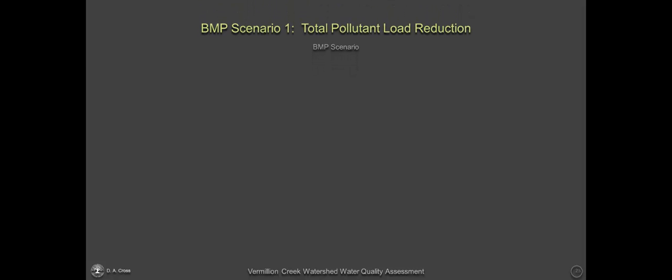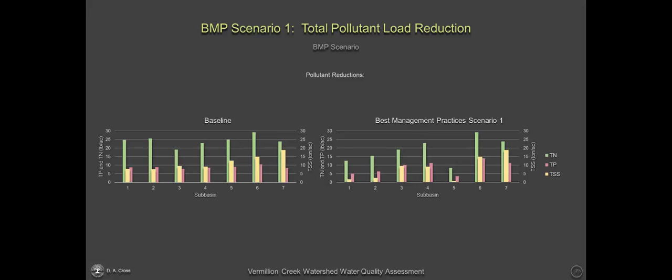So taking a look at BMP scenario 1 at the total pollutant load reduction, and if we compare it with our baseline, we can see that in subbasins 1, 2, and 5, where the BMP strategies were deployed, the total pollutants are dramatically reduced. For subbasins 1, 2, and 5, we see the total nitrogen has been reduced by 48%, 39%, and 64% respectively. In subbasins 1, 2, and 5, total phosphorus was reduced by 44, 33, and 56. And then again, for total suspended solids, we see similar reductions at 75, 57, and 94% for subbasins 1, 2, and 5.